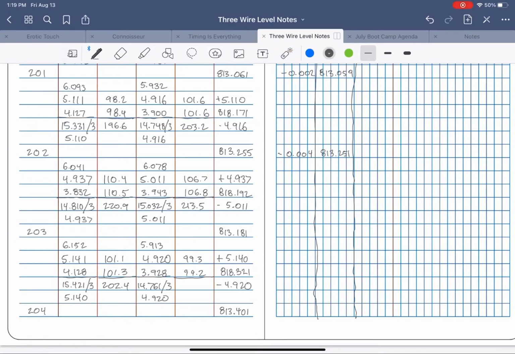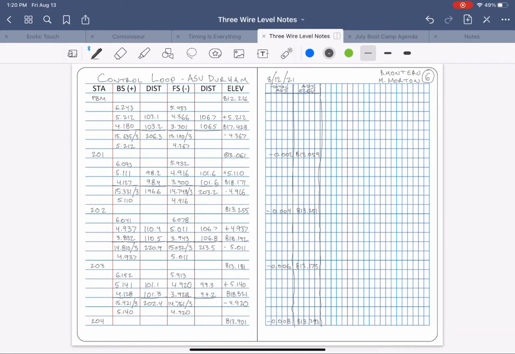Let's move on to the third station, 203. That'll be our adjustment factor times 3. That's -0.006 for a final adjusted elevation of 813.175. And you'll notice that the total adjustment is growing, so we're on the right track. Our fourth station will give us a total adjustment of -0.008.